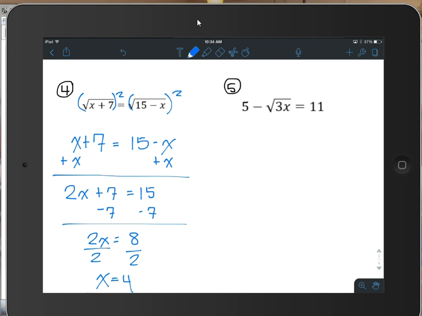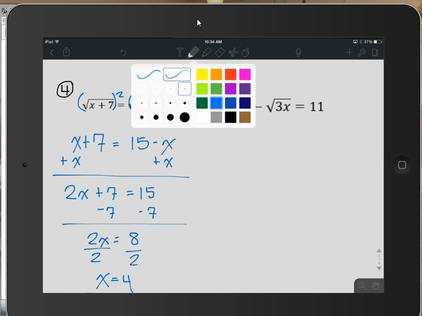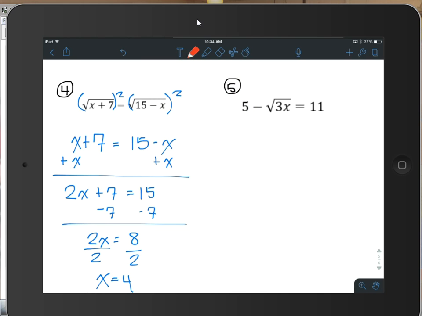Alright, so for number 5, I'll give you a second to write it down. We need to go back to isolating the radical. So I'm going to move this positive 5 first to the side with 11 by subtracting it from both sides of my equation. Now be careful when you rewrite your new line, bring down that negative square root of 3x. Don't lose that sign. And 11 minus 5 is 6, I believe.